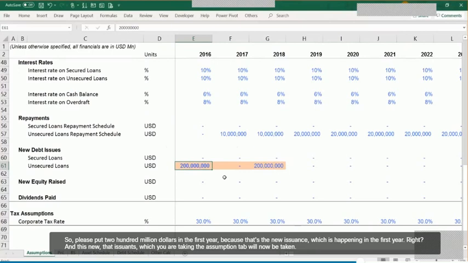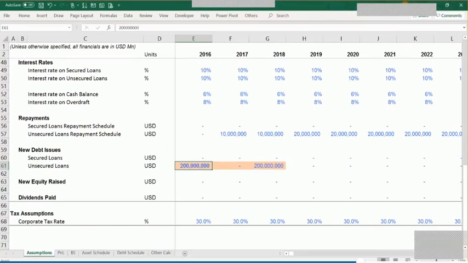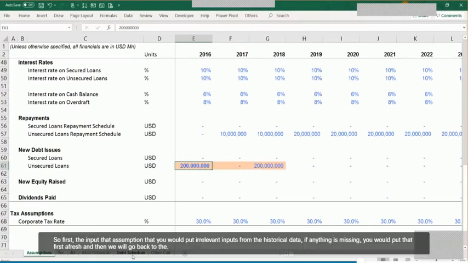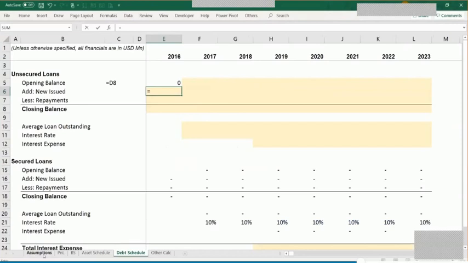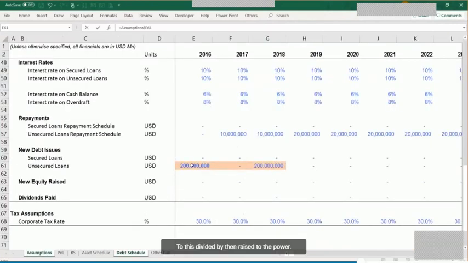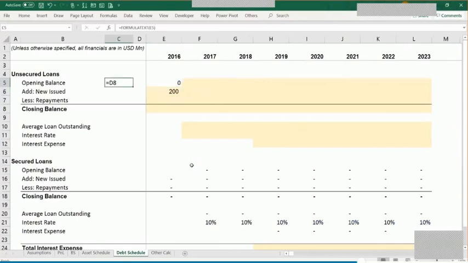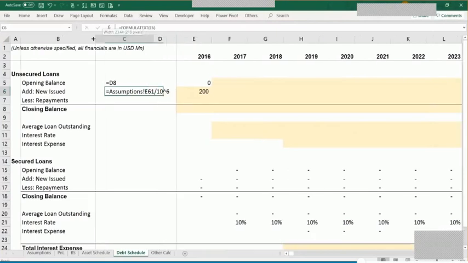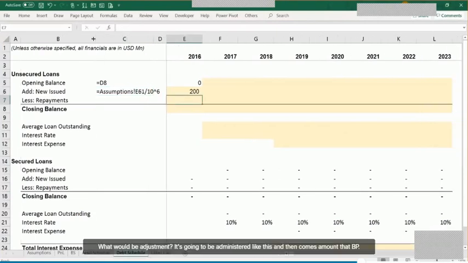And this new debt issuance which we are taking in the assumption tab will now be taken in the debt schedule. So I'll go back to the debt schedule and flow this number over there. First in the input tab, the assumption tab, you would put the relevant inputs from the historical data. If anything is missing, you would put that first afresh, and then you would go back to the schedule here and say that the new debt issuance is equal to this divided by 10 raised to the power 6, because you take it in $1 million out here. So it's going to be adjusted like this, and then comes the amount that you are repaying.